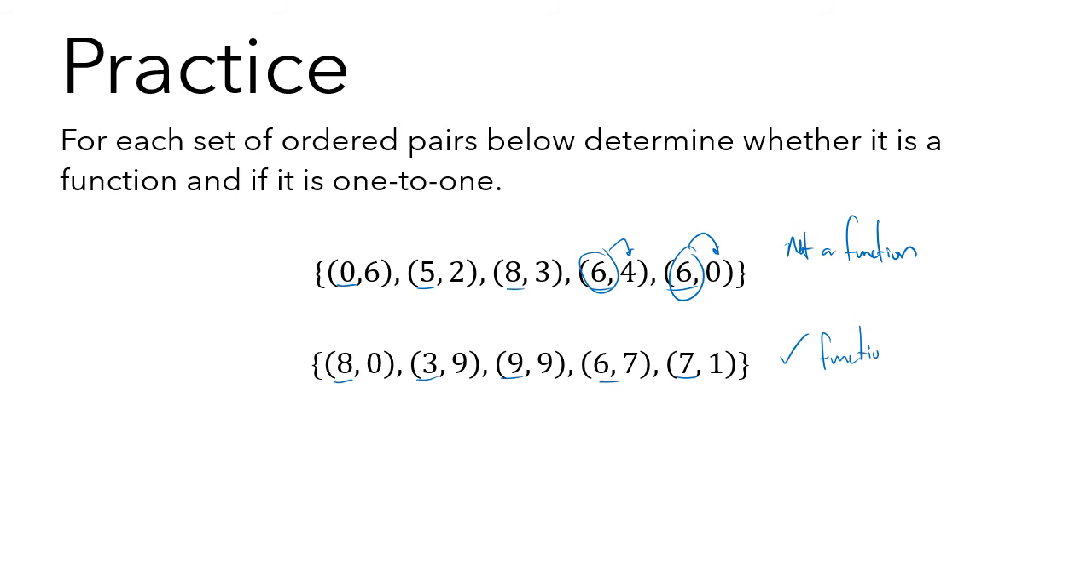Now the question is, is it one-to-one? To determine that, we have to look at the y values. 0, 9, 9, okay, we got 2 repeats here, 7 and 1. So on these repeats, we notice that the input value is different, but the output value is the same, so this is not one-to-one. It would only be one-to-one if we had no repeats in the x's or any repeats in the y's.